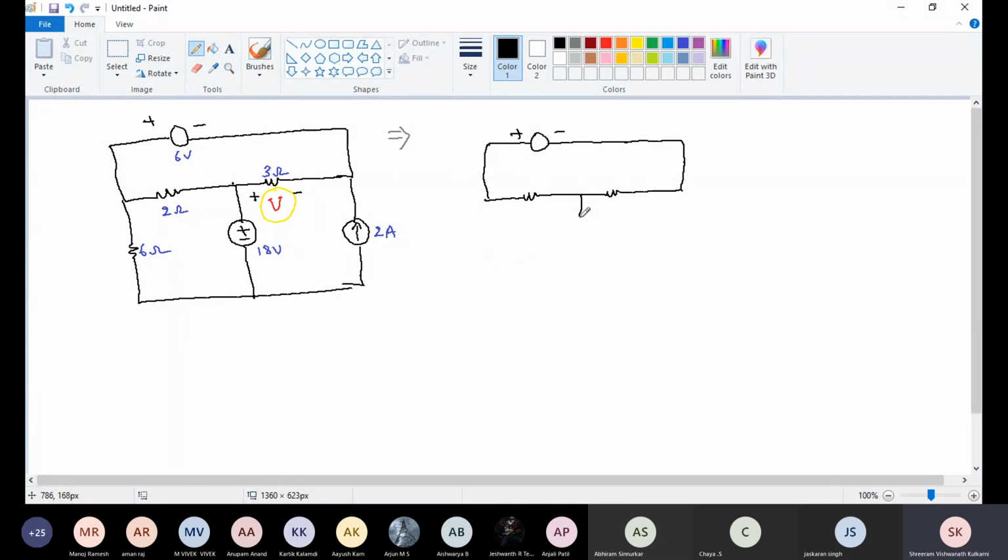I am going to short this voltage source, the 6 volt. I opened this, okay, I opened this. Now we have 6 volt, 2 ohm, 6 ohm, 3 ohm. Okay, we need to find the current V.